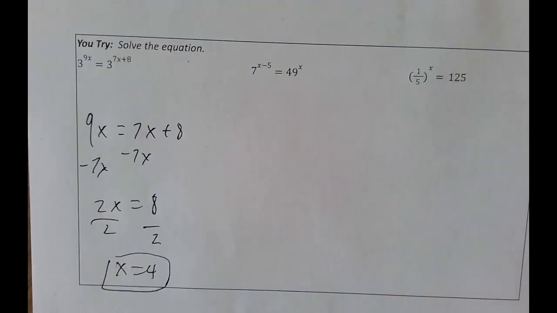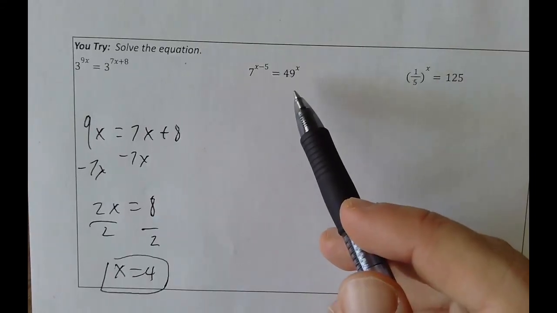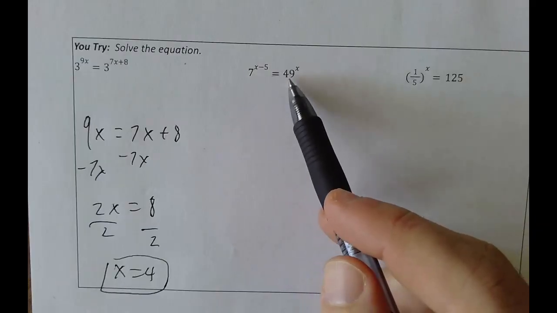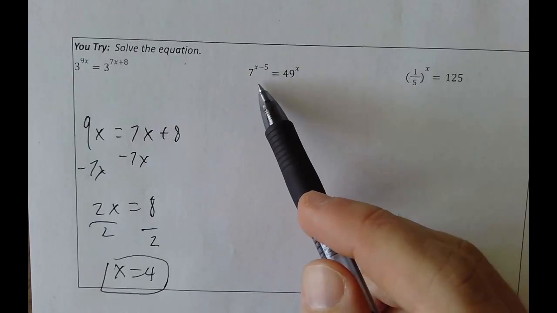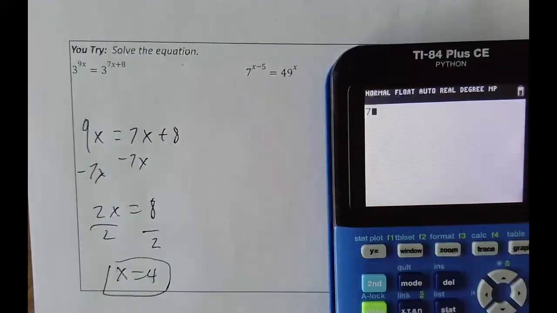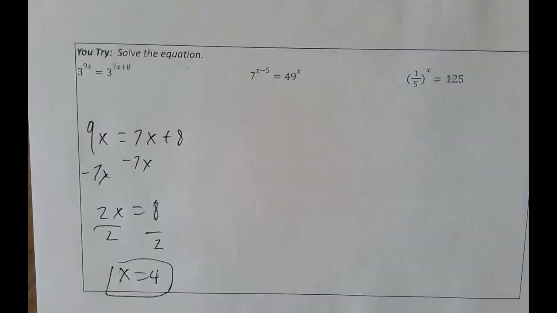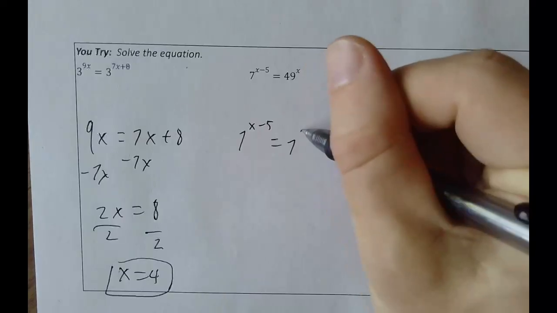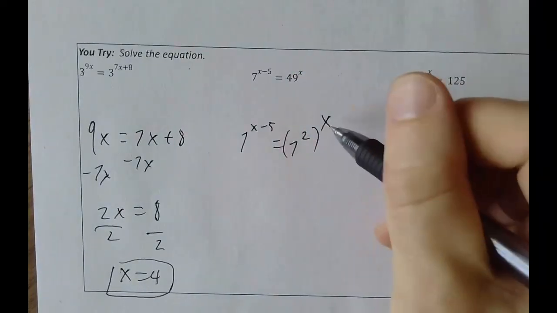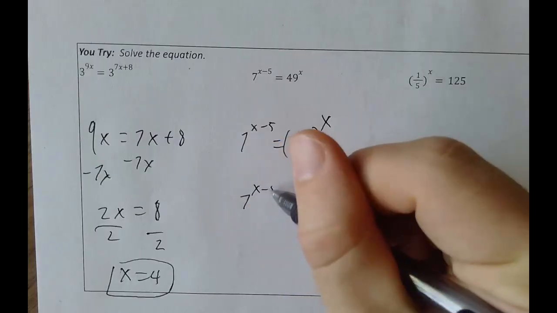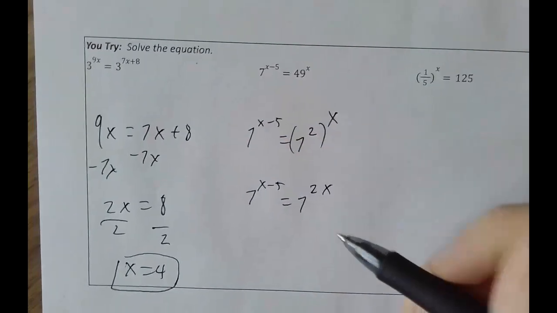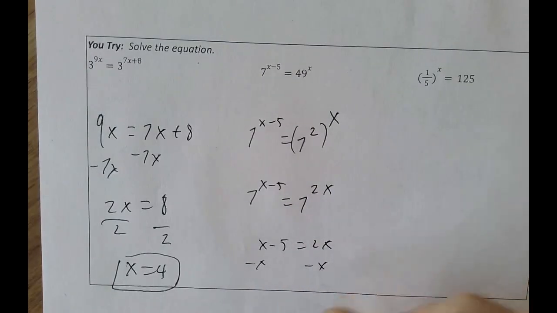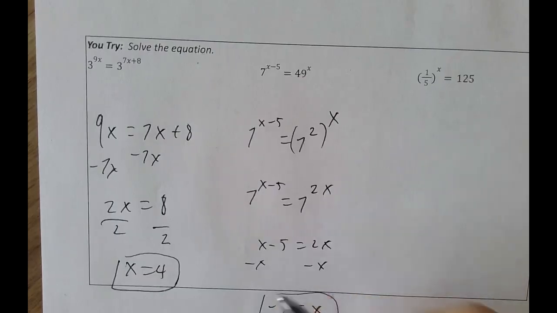Okay, the next one. This is 7, this is 49. Okay, 7, I'm gonna start with seeing, maybe I can write 49 in terms of 7, like with a base of 7. Can I do that? Well, yes I can, because 7 squared is 49. So I can write 7 to the x minus 5 equals 7 squared all to the x. I'm going to apply that x and get 7 to the x minus 5 equals 7 to the 2x. Therefore, x minus 5 equals 2x. Therefore, minus x both sides, negative 5 equals x.